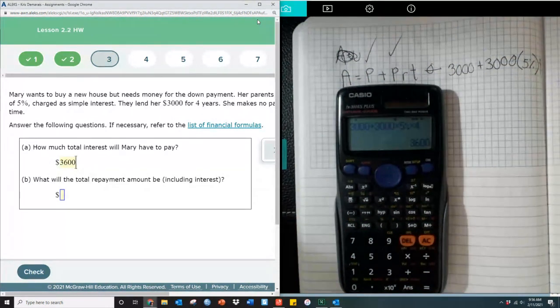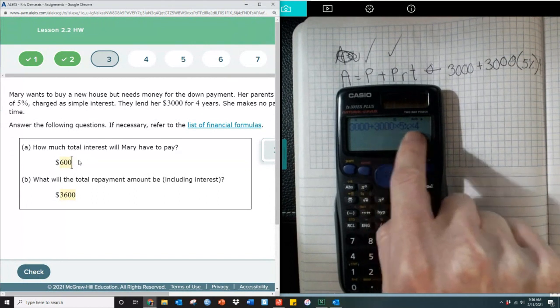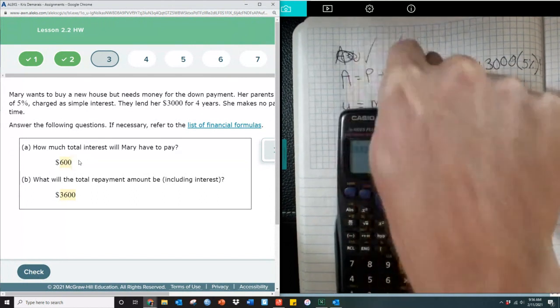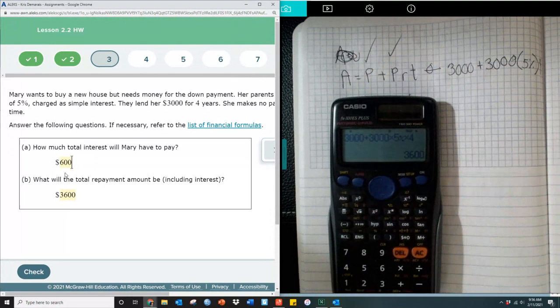All right, what will the total payment amount be, including interest? So now the thing is that I actually answered the second part here by doing this. The interest by itself is only $600. The total interest you can get by just doing this part of the problem, and that is the PRT. All right. So are there any questions on that one? All right.